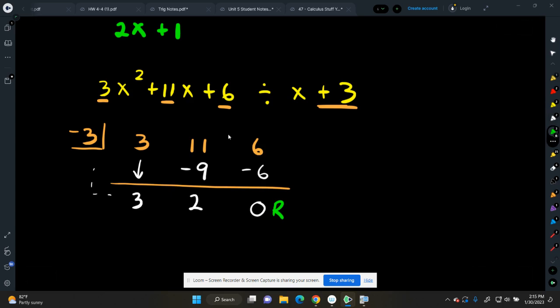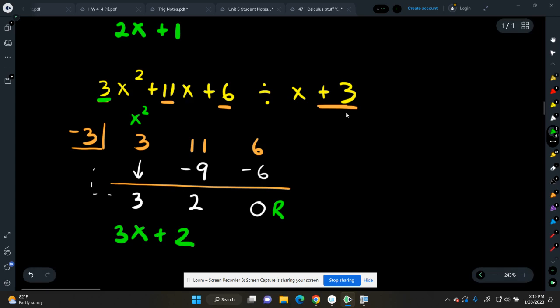So what does this equal? We started off, this 3 went with the x squared, so your answer is always going to be 1 less than that. Instead of x squared, it's just x. So it's 3x plus 2. If it's x to the third, it's x squared. Okay, I don't think you got this.